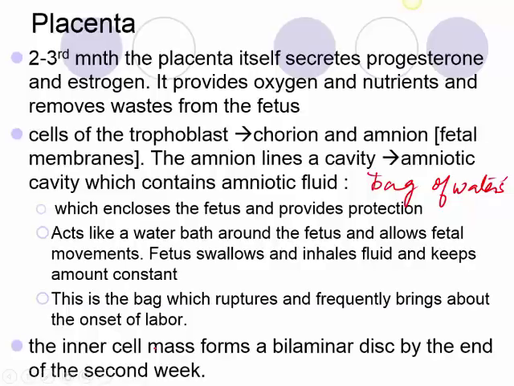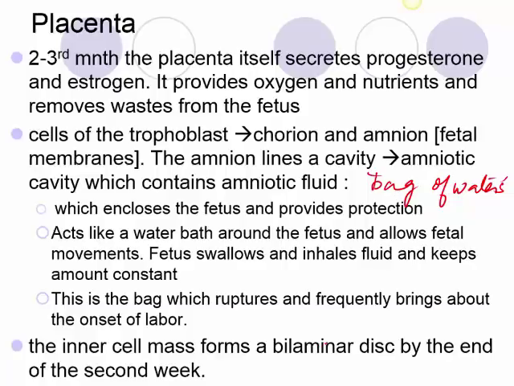That inner cell mass, remember those cells which are pushed to one corner, they are the ones which form the fetus. In the beginning, they're just like a clump of cells. Later, they begin to arrange themselves. So they arrange themselves in 2 layers, one on top and one below. So it forms a disc which has 2 layers. So this is known as bilaminar disc. After this, the bilaminar disc will turn into a trilaminar disc, forming 3 layers.